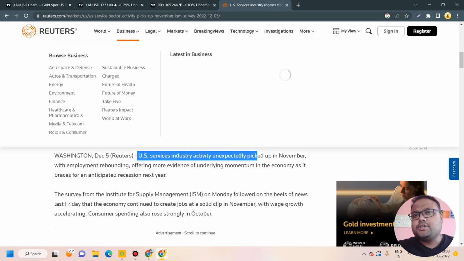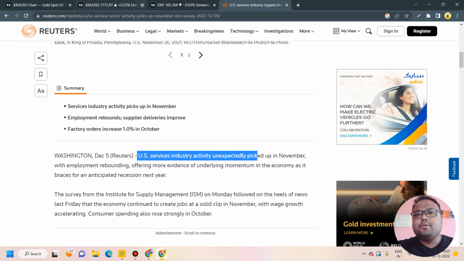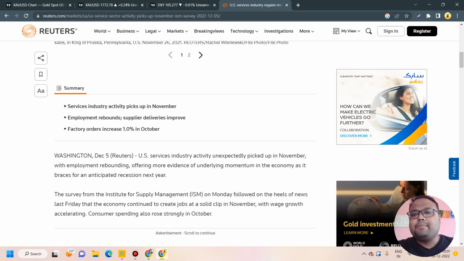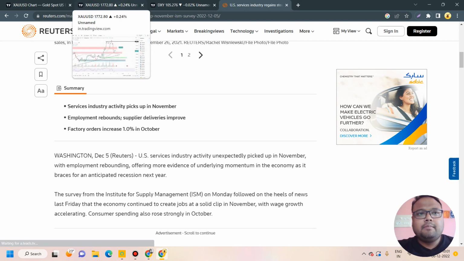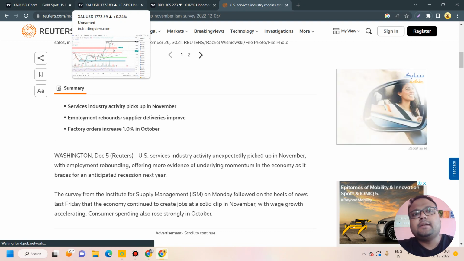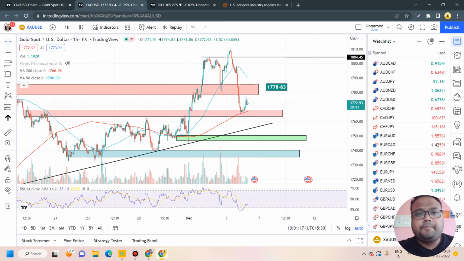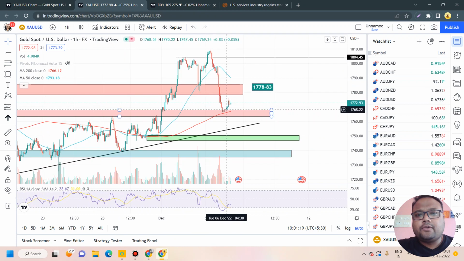Overall the chart was very weak, but we can see that bulls are back in the game again and they are trying their best to take the market up. So as a result, those who are holding buy positions like me, the SL was hit. I had a buy position on 1778, but to be honest, I was not expecting that the market would break the level. But as you can see right now, gold is trying to recover again.